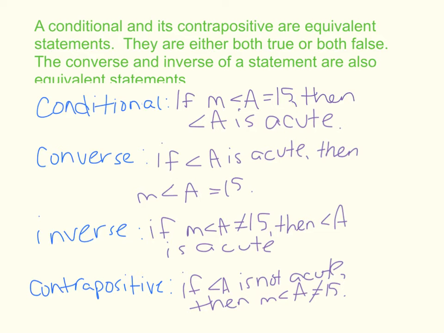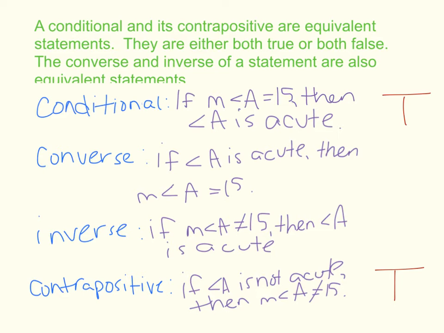So they're either both true or they're both false. So if this is true, so is this. Now, if you actually read our statements here, they're the same statements that I just said a second ago, and so I wrote them down so you can see. The conditional says, if the measure of angle A is 15, then the angle A is acute. That's a true statement, because all angles that are greater than 0 but less than 90 are acute. If our conditional is true, our contrapositive is true.